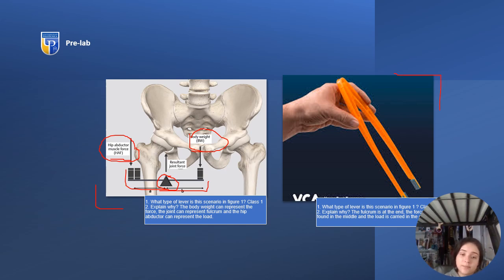Moving on to this, we can see that the hand is holding the machine, keeping it steady. That means that it is stabilizing the machine. And the fingers exert a force in the middle of the lever, and then whatever is picked up is the load. Meaning that if the fulcrum is at the end, and the force is in the middle, and the load is at the end, this means that this is a class 3 lever.